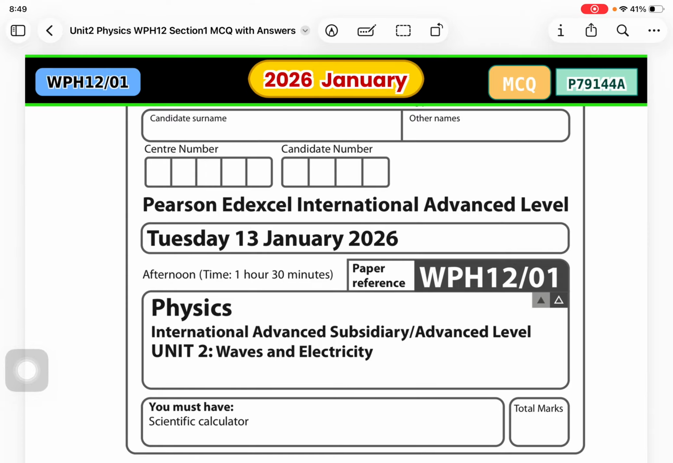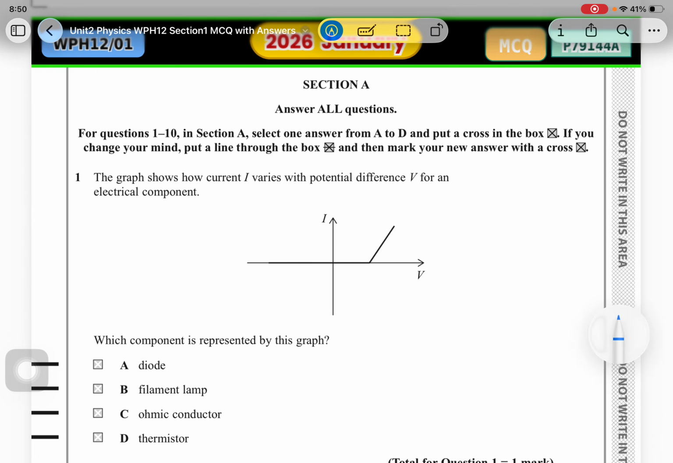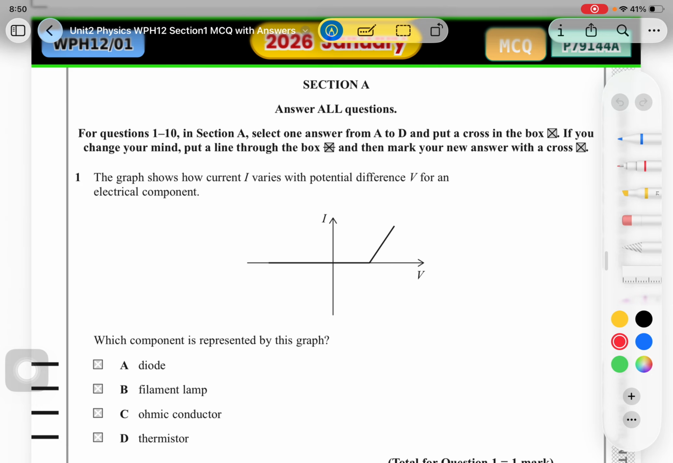Let's start with the 26th January MCQ papers of Unit 2. In this MCQ, the very first question, what we can say is they are expecting the graph. So this is about current. On this side we have current and on this side we have voltage. Considering this, we know on this side there is no current, so that means in reverse current is not there, so this confirms that this is a diode.